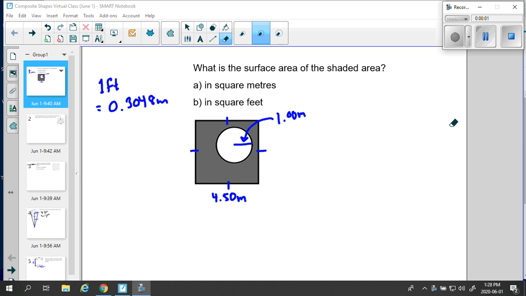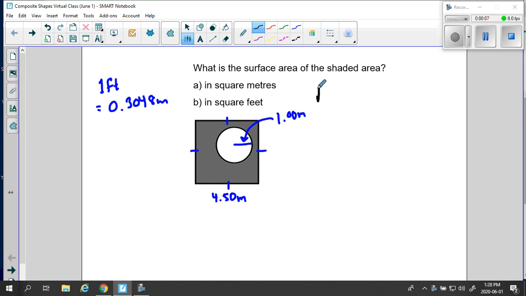So in this first example, they're asking us for the surface area of the shaded area. And so we just have to take the square. So the area is going to be the area of the square, which is the side squared. And then we're going to minus off pi r squared, which is the area of the circle. And we can do that all in one shot if your calculator skills are good.